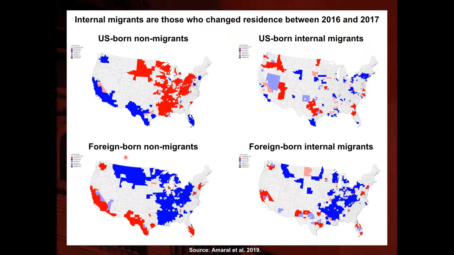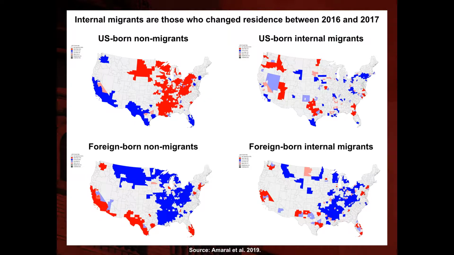Foreign-born non-migrants, people who did not move between 2016 and 2017, but were born in another country, they have really low chances of being in these specific areas here. So say they did not move between 16 and 17, but they were born in another country. So they moved into the US before 2016, and in between these two years here, they did not move. So they tend to not move to these areas here. They have really few chances to be located in these areas here, highlighted with the dark blue. So the chances of finding foreign-born non-migrants in these areas is really low.